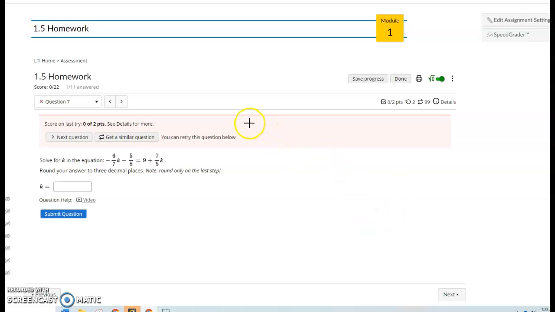All right, let's go ahead and write this problem out. We've got negative 6/7 k minus 5/8 equals 9 plus 7/5 k. I like to leave myself a little extra space there. So first thing is we notice all these fractions. We want to get rid of those denominators.